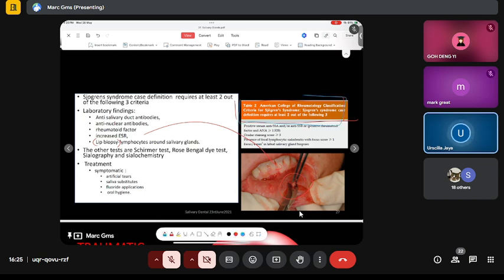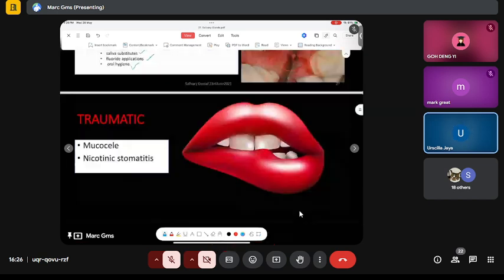And the treatment for it is basically symptomatic treatment. For the eye, you give artificial tears because they tend to have dry eyes, and then saliva substitute, fluoride applications, and oral hygiene. Okay, next.